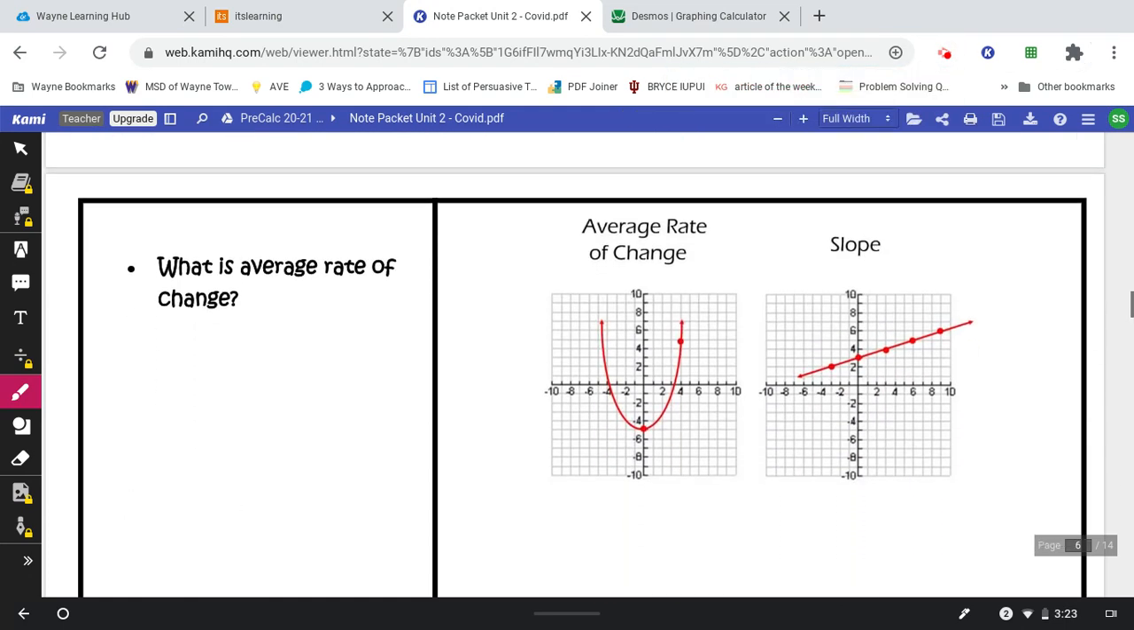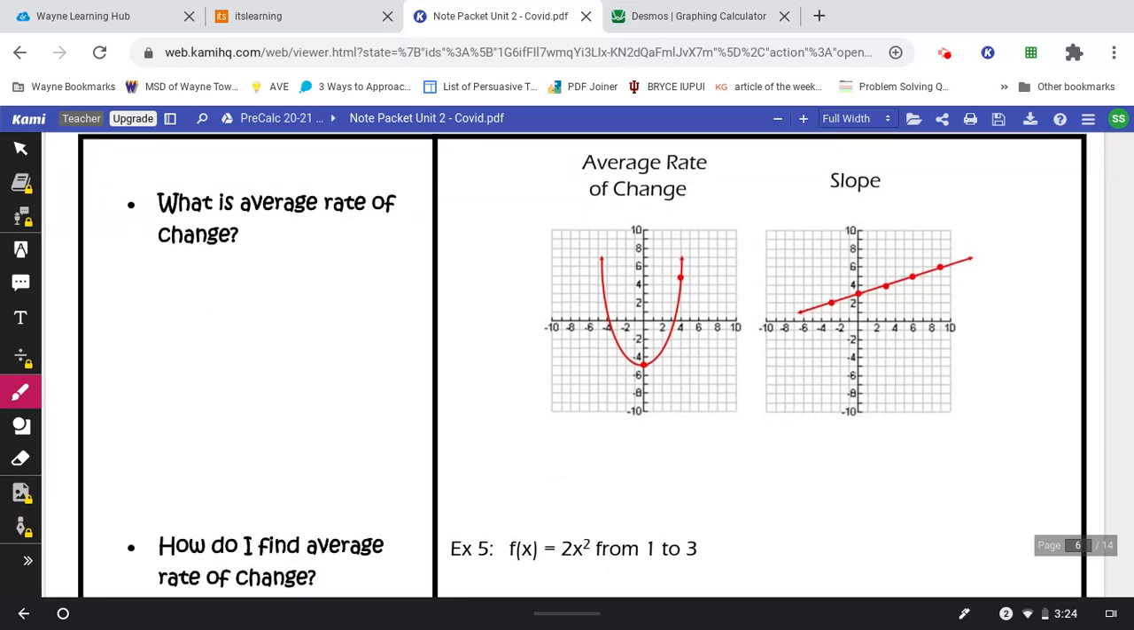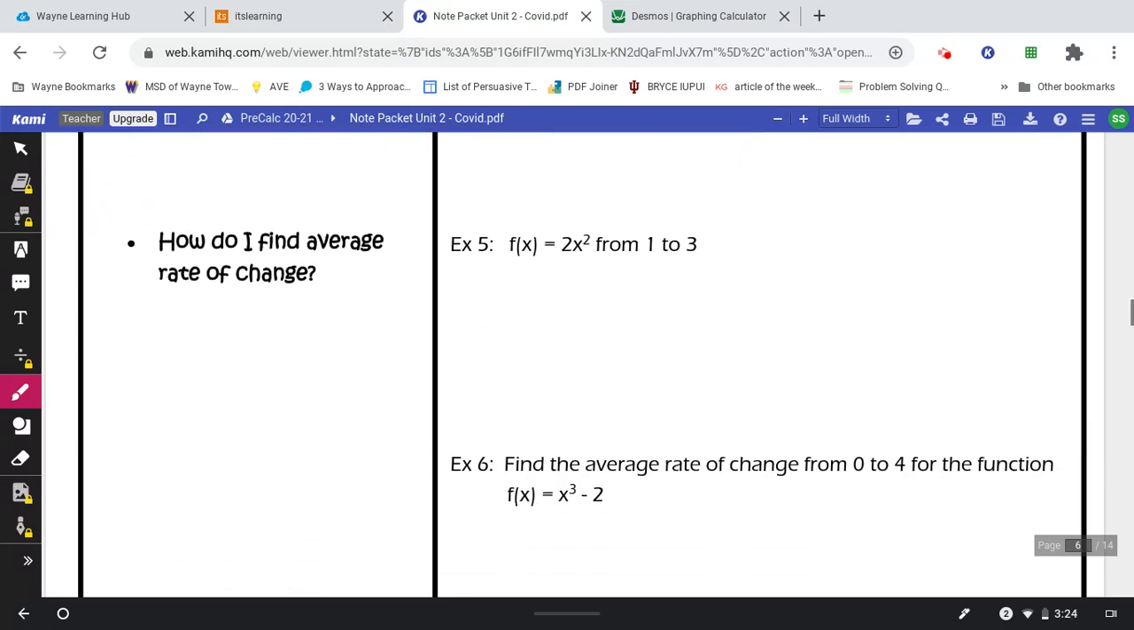The next part has to do with average rate of change. Average rate of change is very similar to slope. Slope is with a straight line, and average rate of change can be with any other shape. So the average rate of change formula looks very similar to the slope formula. It's just in function notation.